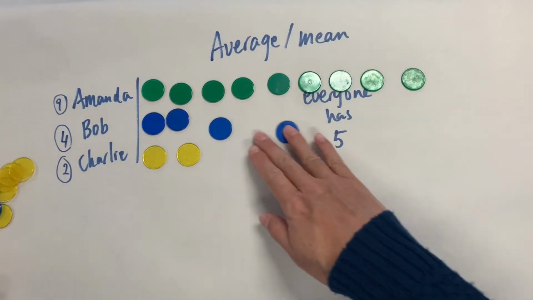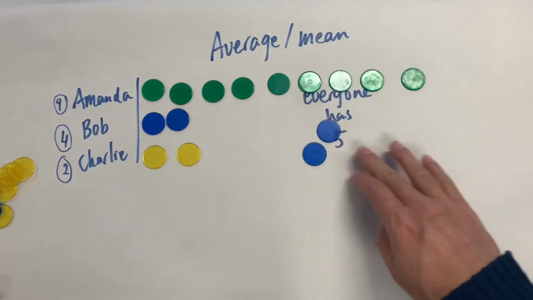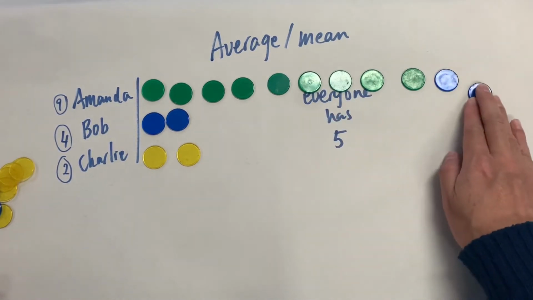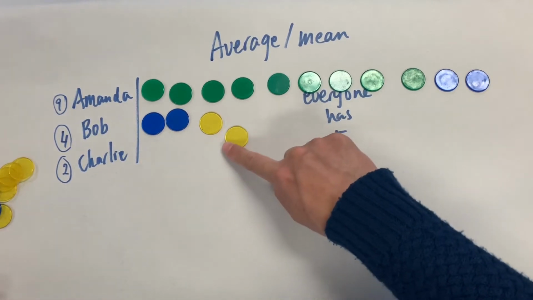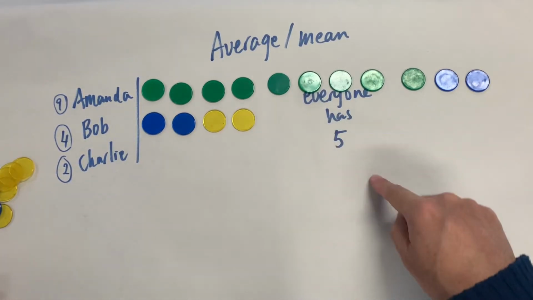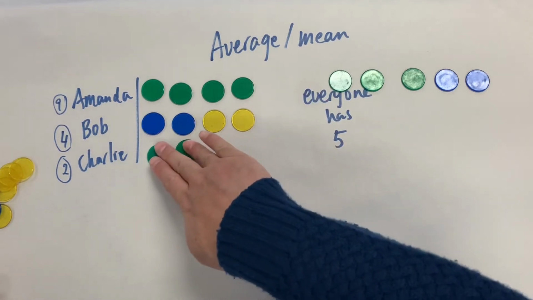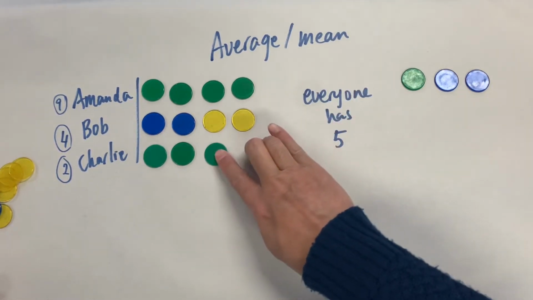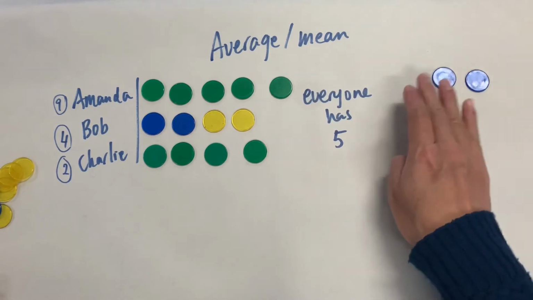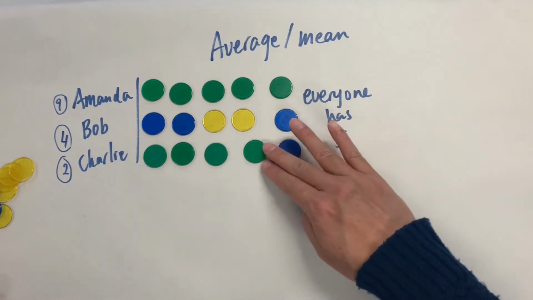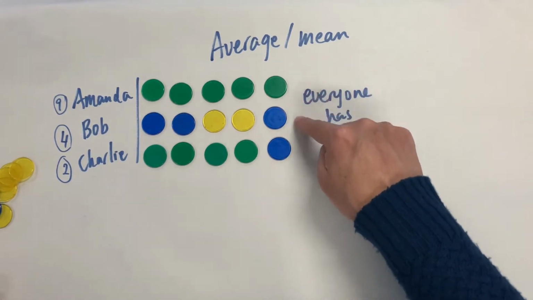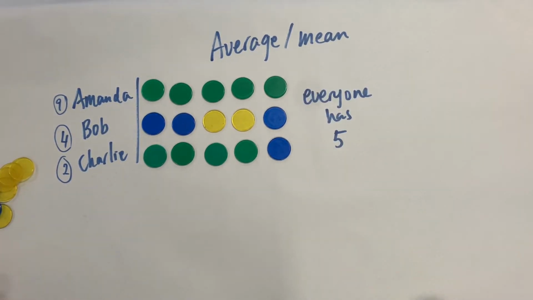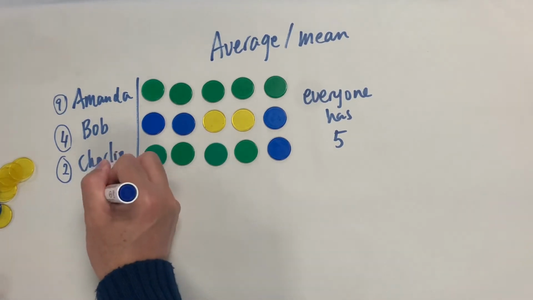So let's say Amanda has now 10, 11 marbles. Bob has 4. I know I can make this average 5 because, and I think you have realized that it doesn't really matter the combinations as long as everyone has 15 altogether, right? So let's put another person. This is Dylan.